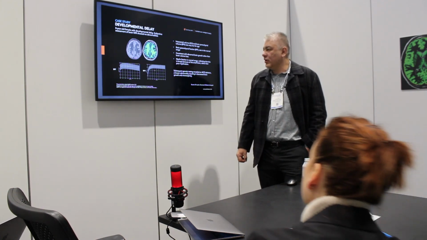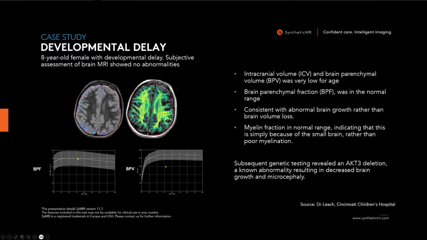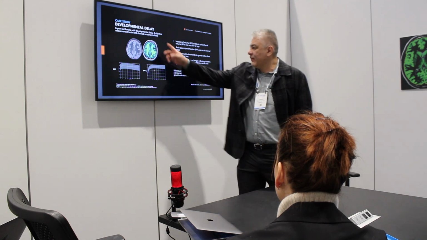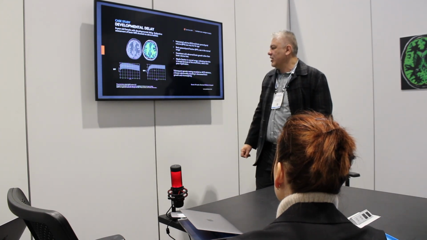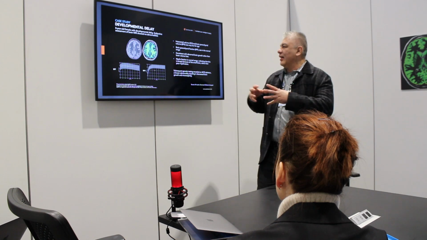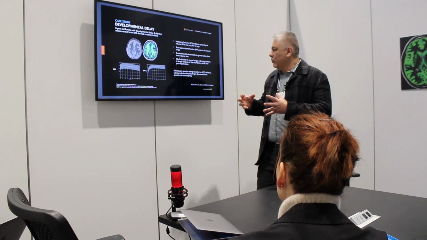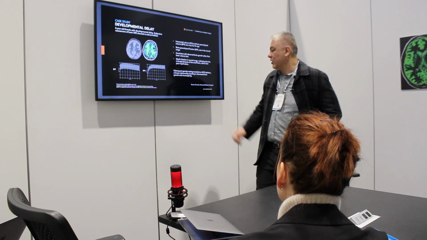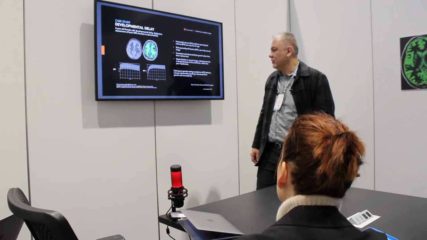And also in developmental delay, you see that the brain parenchyma fraction, that's a number that I give you, is normal. But the brain parenchymal volume is below. The myelin fraction is within the normal range. So this is just a global brain growth problem rather than just volume loss. That's an article that was published in Cincinnati Children's.